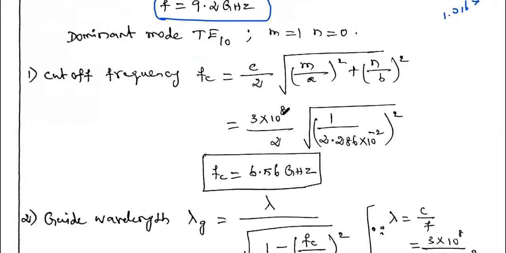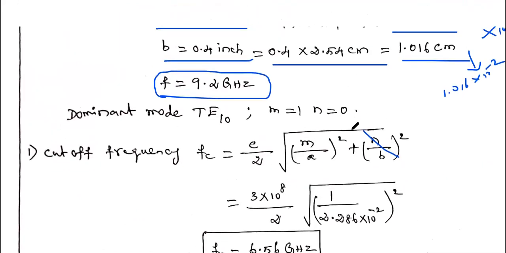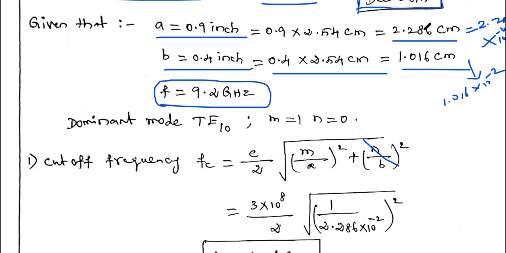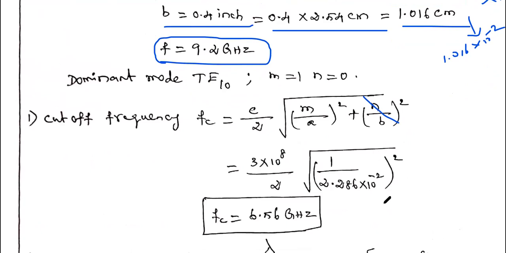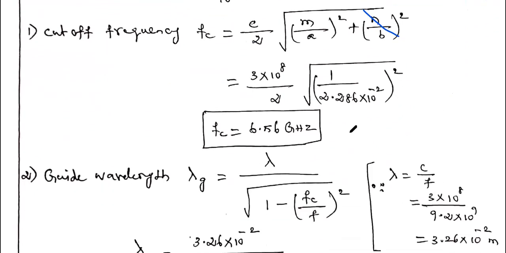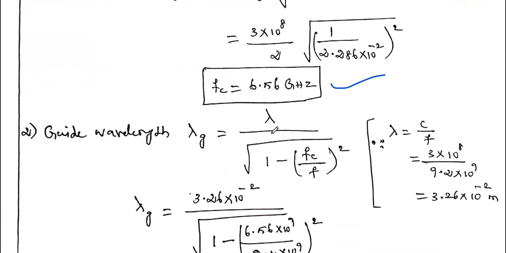What is c? 3 into 10 to the power 8. What is m? 1. n 0. So the second part 0. And a, what is a? A is important. You just substitute a value in meter. So this is 2.286 centimeter. So you convert into meter means 2.286 into 10 to the power minus 2, to the whole square. So you calculate. So the cutoff frequency is 6.56 gigahertz. Okay, the first answer calculated.